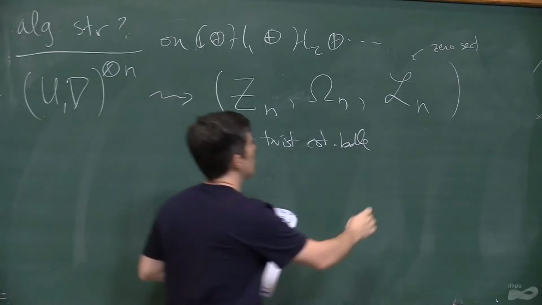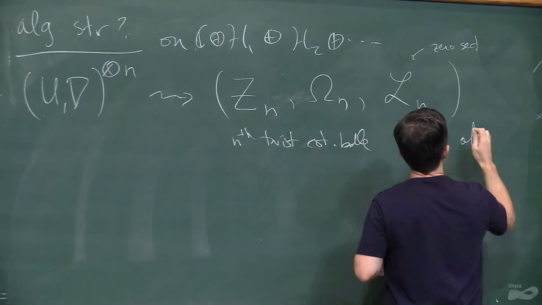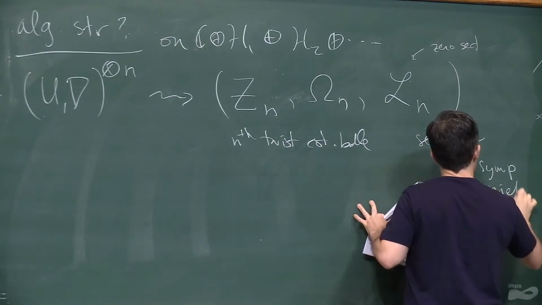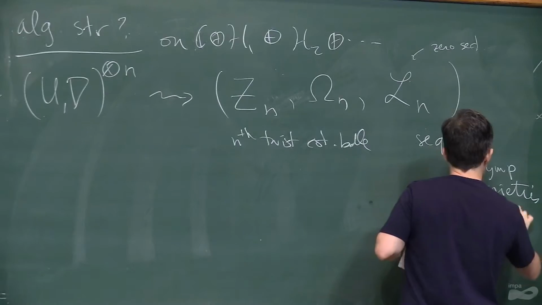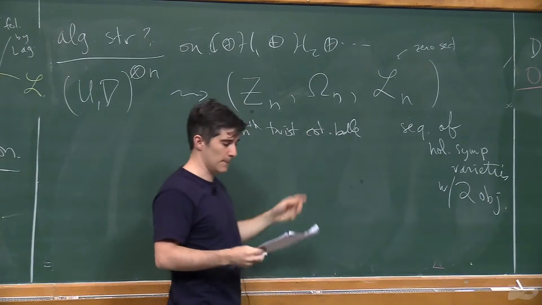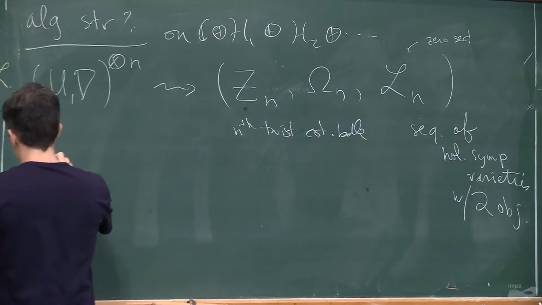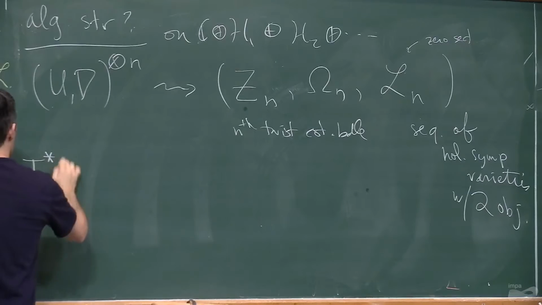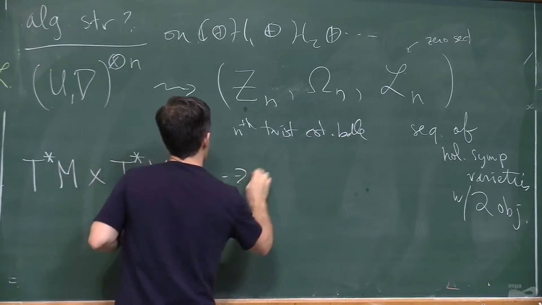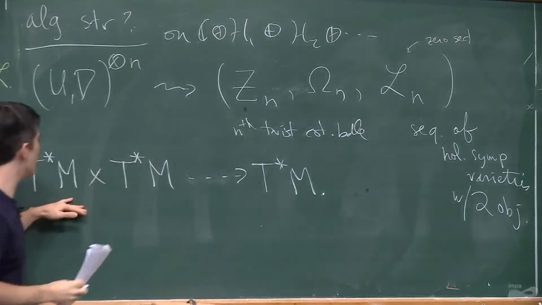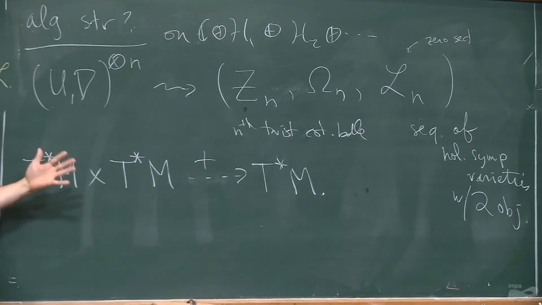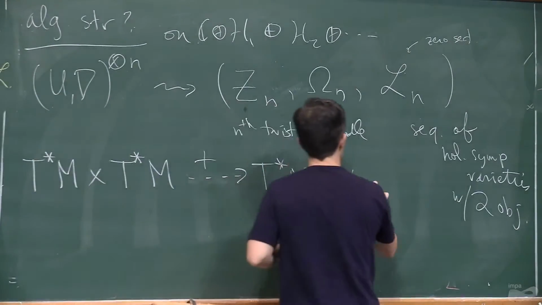So we get a sequence of these holomorphic symplectic varieties with 2 objects. Each one of them has 2 objects, the Lagrangian and the space-filling brane. Okay, and then we have the addition on the cotangent bundle, which is a Lagrangian relation. This is a Lagrangian relation.